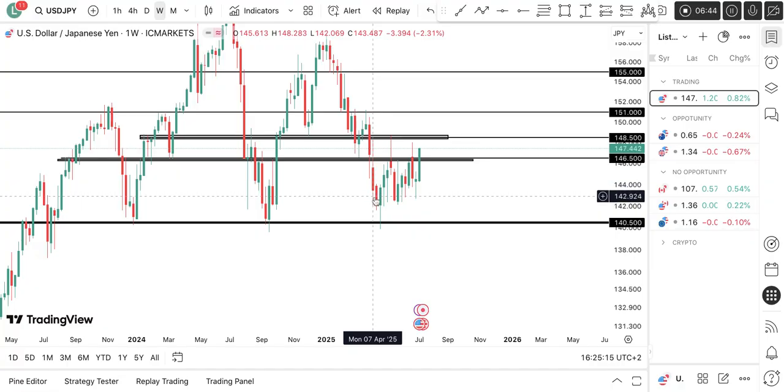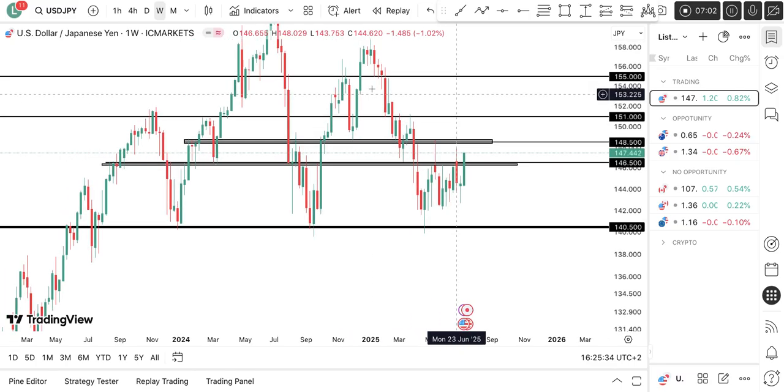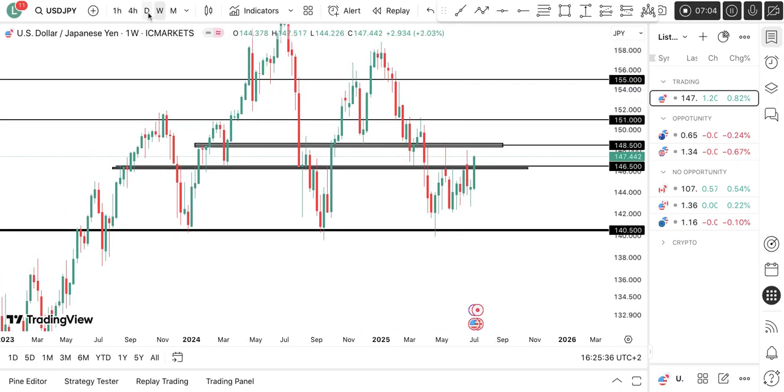Now we're creating structure to the upside, higher highs and higher lows. Until we break this last structure right here, we are extremely bullish. Now there's no reason why you should sell. If we break here, I don't see a reason why you should sell. Even now, I don't see a reason why you should sell, because we are bullish on the monthly time frame. That is the overall trend of the market, right?